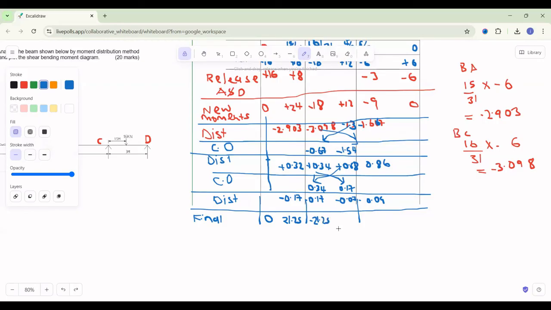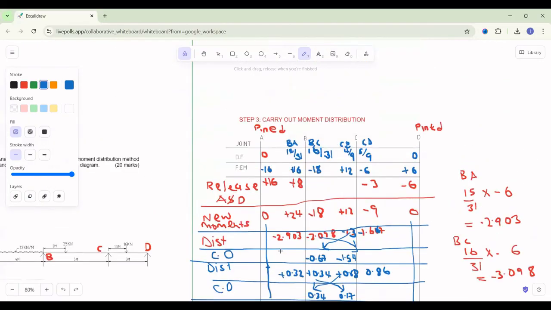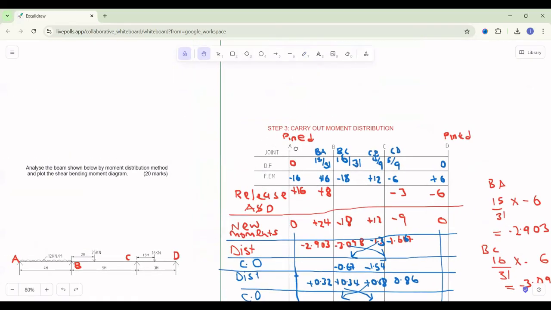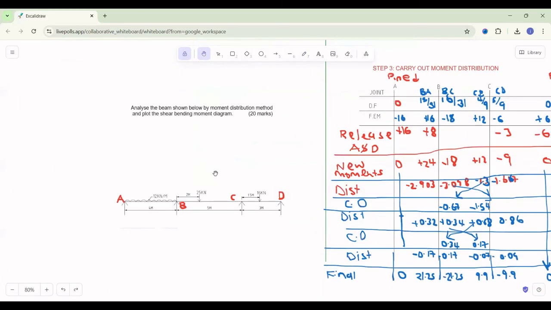And this one will get 21.25, 9.25, then you'll get 9.9, and this one will get negative 9.9. Okay, and this one will be basically 0 there. All right, so that's how you do the moment distribution. It's usually the last step. So now let's come and plot the bending moment diagram here.